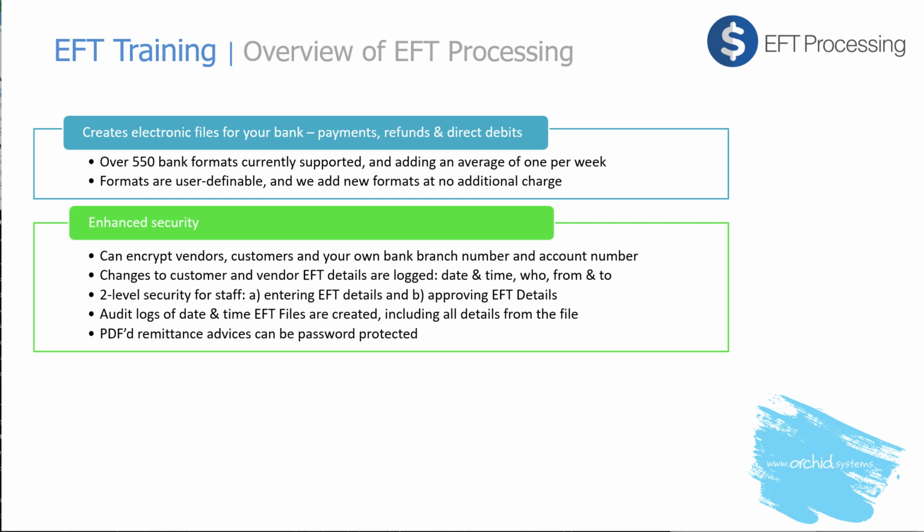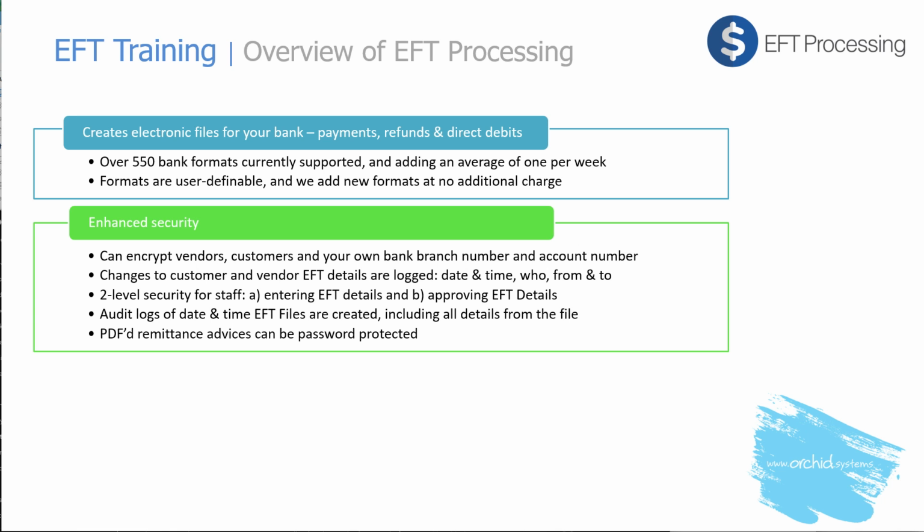EFT processing provides enhanced security around your cash payments. It allows you to encrypt your vendors', customers', and your own bank and branch number. Changes to customer and vendor EFT details are logged: the date and time, who did the change, from what, and to what. You can configure a two-level security for staff, one person being allowed to enter EFT details and a second person being able to approve EFT details, thereby getting the separation of duties around approving the EFT details.